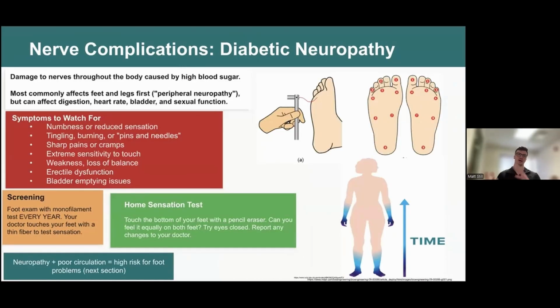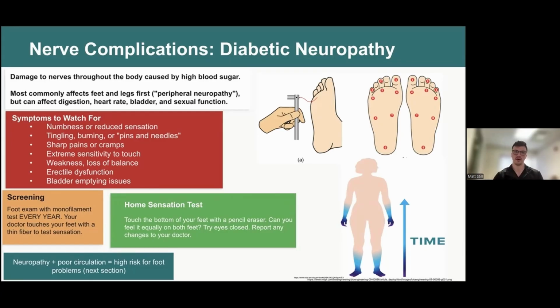Moving on to nerve complications, or neuropathy. A lot of people have heard of neuropathy. It can be described as a pain, like a burning sensation, pins and needles. Usually it starts in the feet and moves up as time goes on. It can be described as a glove and stocking distribution, meaning that it's in your hands and your feet earliest, because that's where the nerves are the smallest and the most susceptible to damage from diabetes.